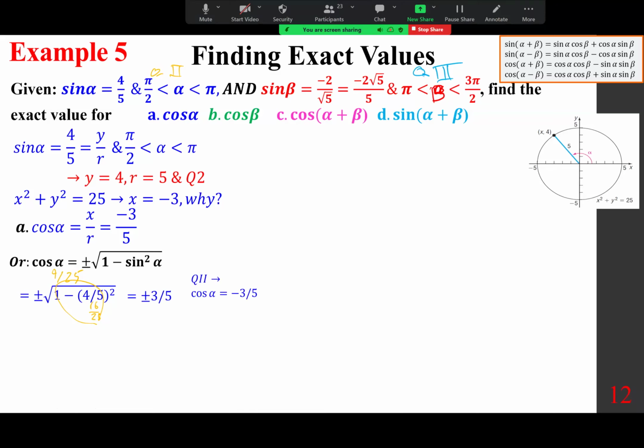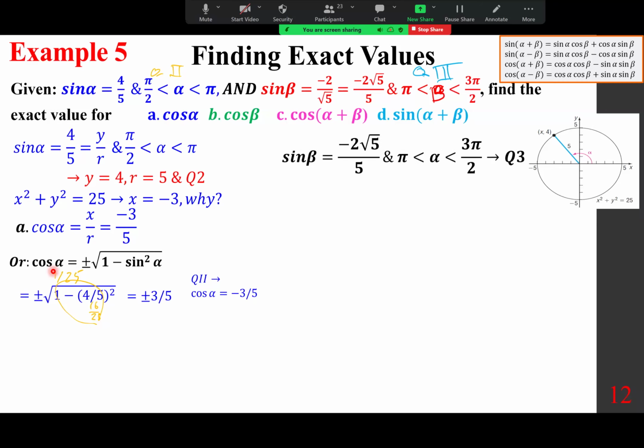So you have a choice of going with the circles, okay? You have a choice to go with the identities. Either one. If you go with the circle, you know what happens to x. If you go with the identities, quadrant 2 tells you that it must be negative. So from sine alpha, we found cosine alpha. Now let's go and use sine beta to get to cosine beta.